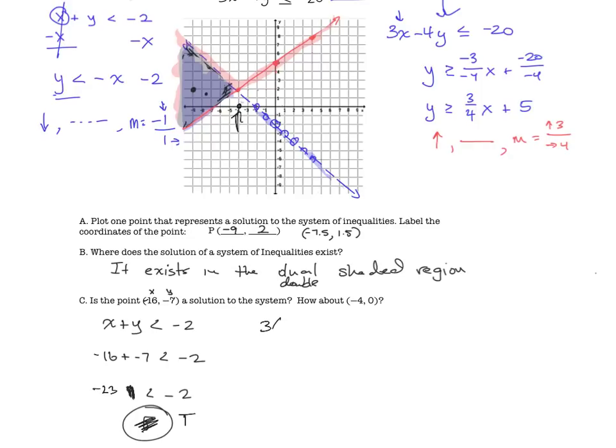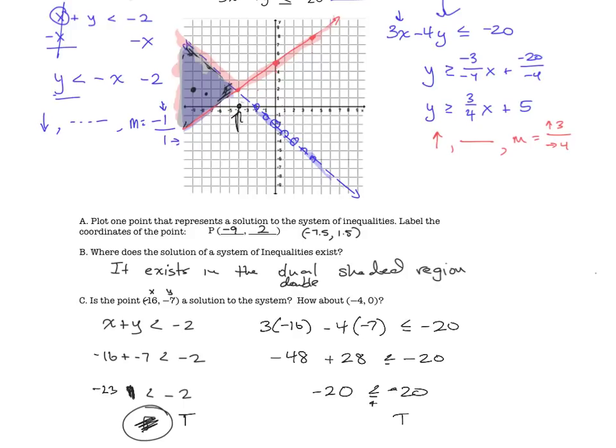So this is now 3 times negative 16 minus 4 times negative 7. And you're asking yourself, is that less than or equal to negative 20? Well, 3 times negative 16 is negative 48. Negative 7 times negative 4 is positive 28, my bad. Then I take a look at that and I get negative 20 is less than or equal to negative 20. Now you're inclined to say that that's not true, but this little equality says, yeah, it's okay, it's true.